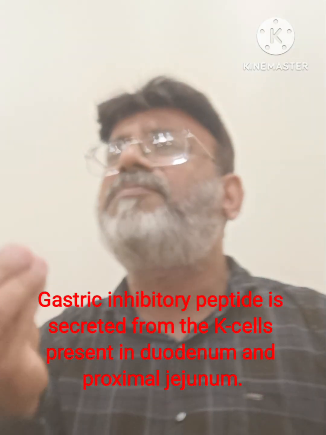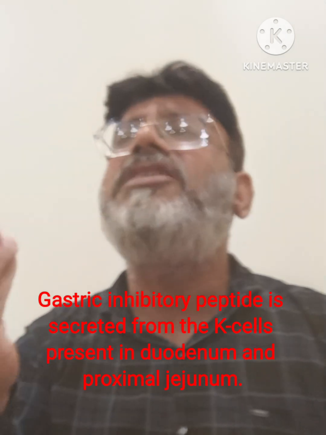Finally, I will discuss gastric inhibitory peptide, which is secreted from the K cells present in the duodenum and proximal jejunum. K cells are also endocrine cells and release gastric inhibitory peptide directly into the bloodstream. Now, what are the functions of this gastric inhibitory peptide?